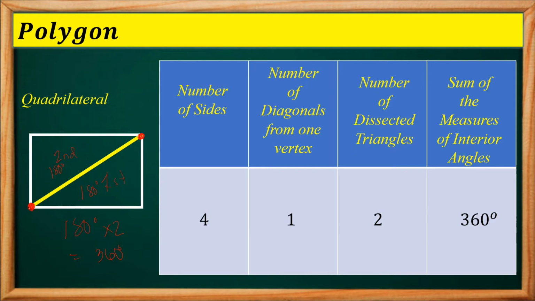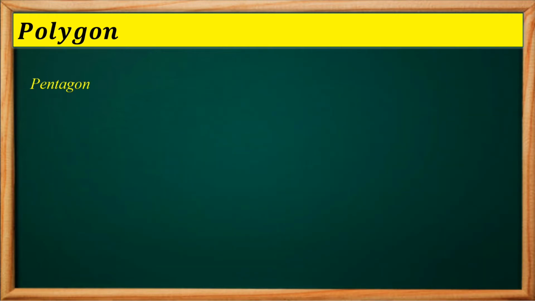Okay, it means 180 times how many triangles do we have? 2. Then you will have the sum of the measure of interior angles of the quadrilateral is 360 degrees. Okay, how about the pentagon?